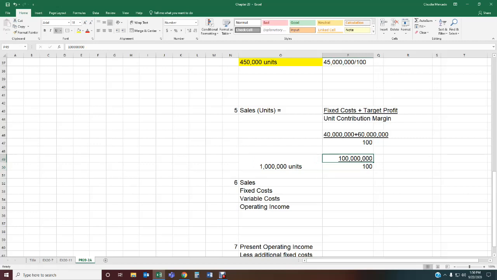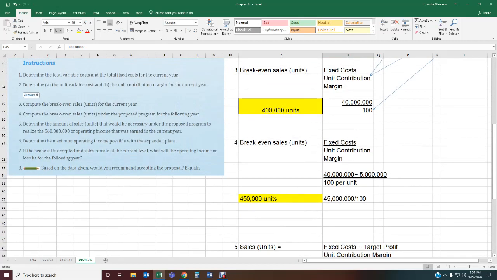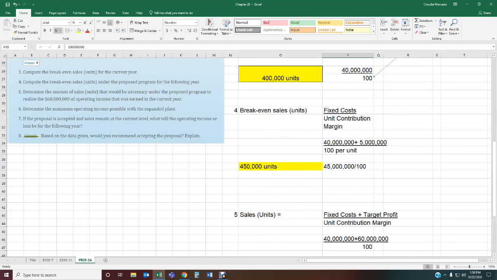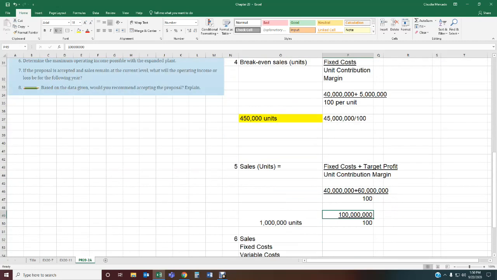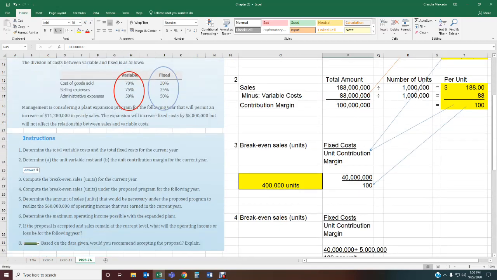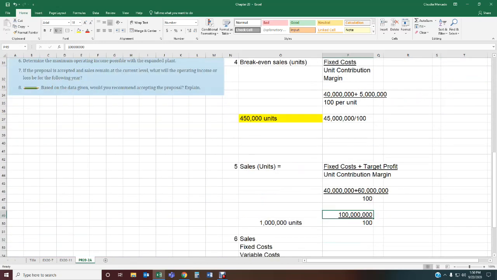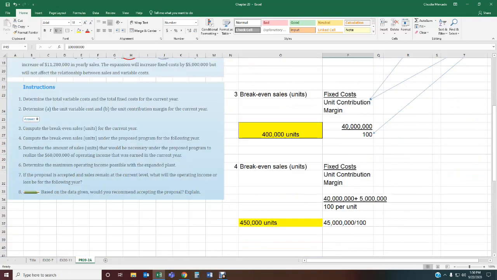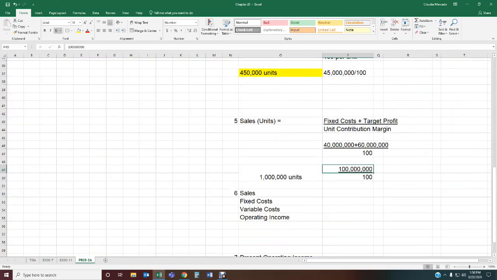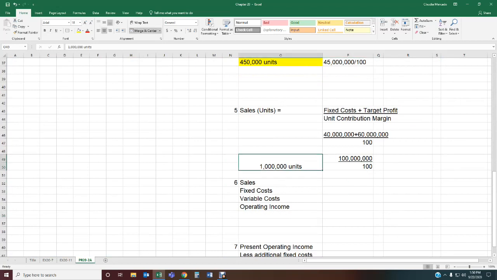Okay, so for number 5, what are they asking? Determine the amount of sales units that will be necessary in the proposed program, realizing a 60 million of operating income that was earned in the current year. Okay, so we get our fixed cost, which were 40 million, plus our target profit. Our target profit provided was $60 million. Okay, and then the unit contribution margin, we had calculated it at 100. So you just do the math, and that will give you 1,000,000 units.